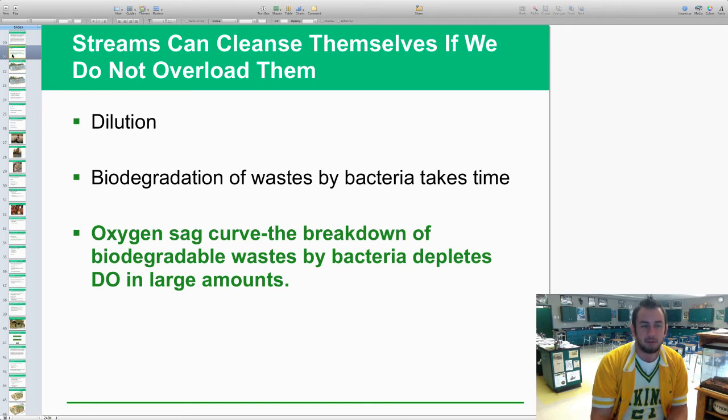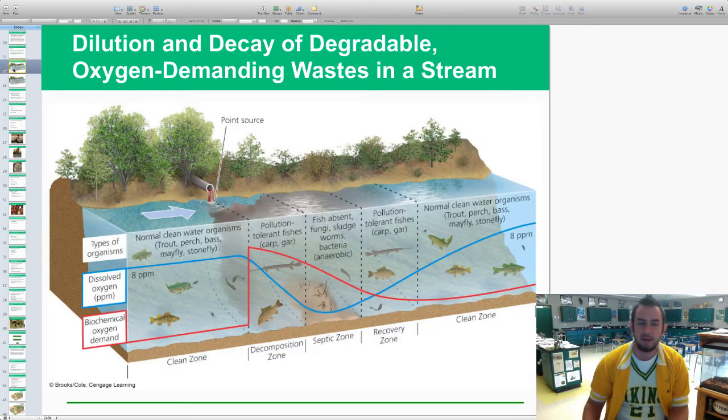So what we usually see, if there's a point source pollution going on, is what we call an oxygen sag curve, which is simply the breakdown of biodegradable waste by bacteria. Because the bacteria are using dissolved oxygen to biodegrade, break down, or decompose that waste, it can also lead to a lot less dissolved oxygen for other organisms, which is what we call the oxygen sag curve. So let's take a look at a picture of it today. This is the image of it.